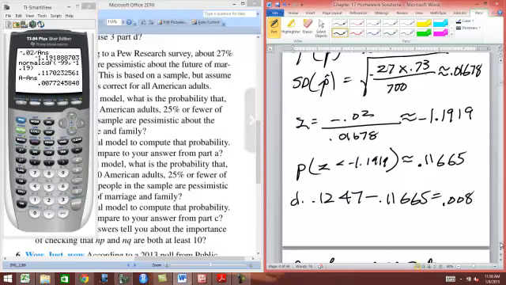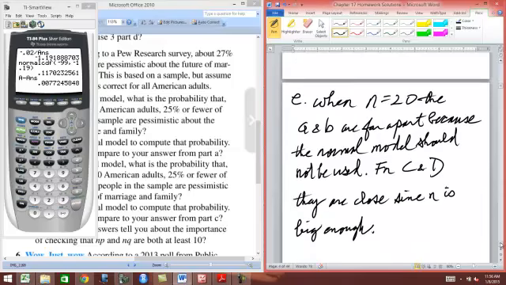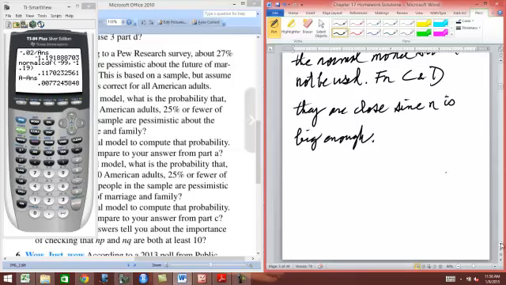All right. So the difference is, when n equals 20, the answers for parts A and B are far apart because the normal model should not be used. For C and D, they are close since n is big enough. And the bigger the samples are, the closer the two answers are going to be. But it's important to remember that the more correct answer is the binomial, and the normal model is an estimation, because the data is discrete in binomial models, and with the normal model, it's assumed that the data is continuous. All right, so that's that.